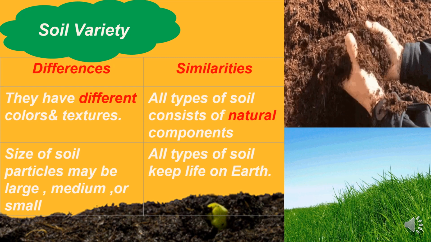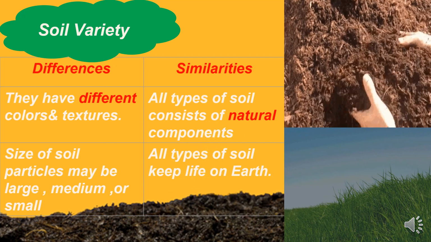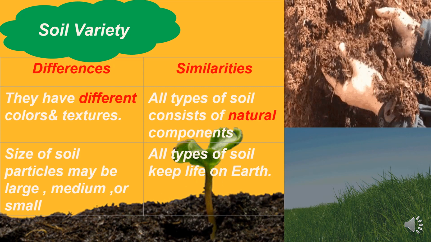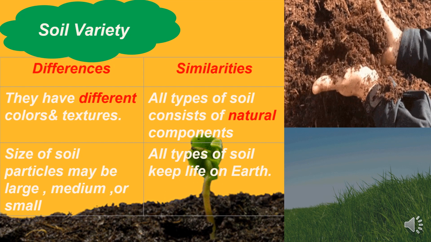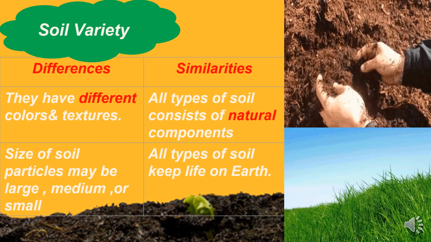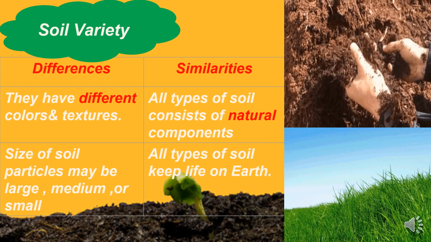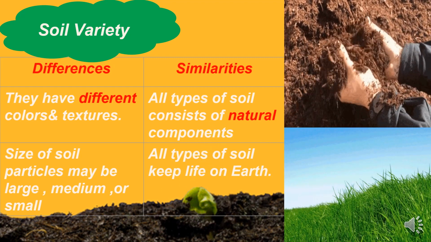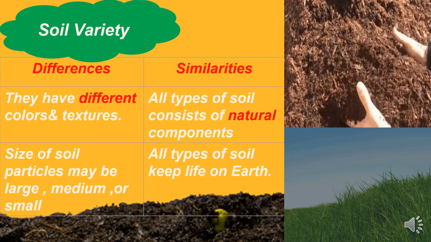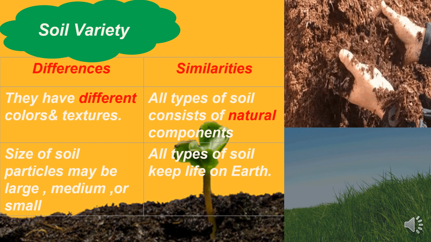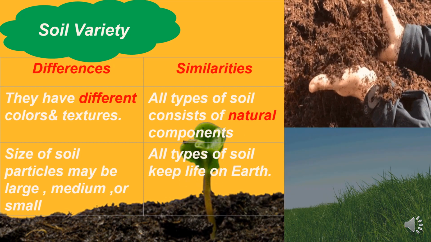Okay, Primary 6? So, what about the differences between the different types of soil? Think with me. Super, Primary 6. I find that each soil has its own character, its own color, and its own texture also. And also the size of the soil particles differs from one type to another, as the largest particles are found in sand soil, and the smallest ones are found in clay soil, super, Primary 6.